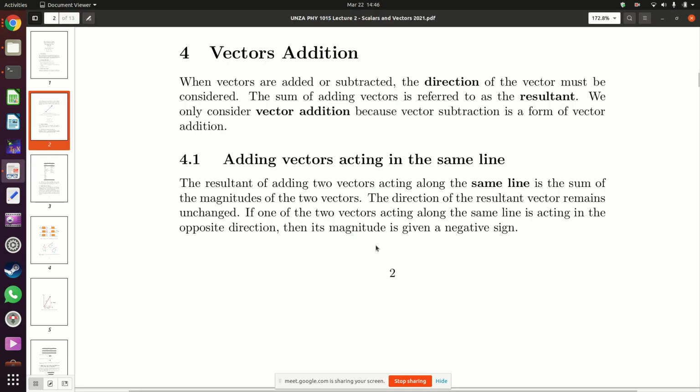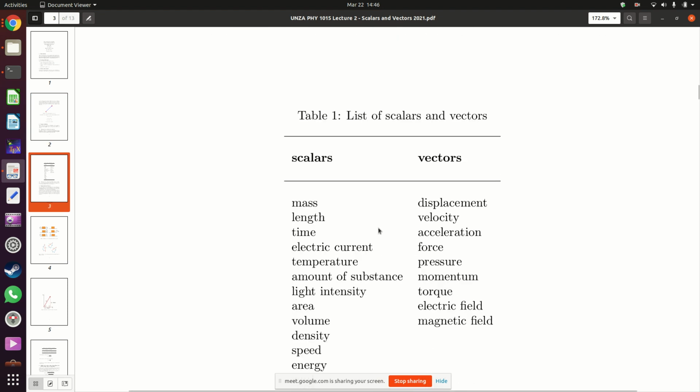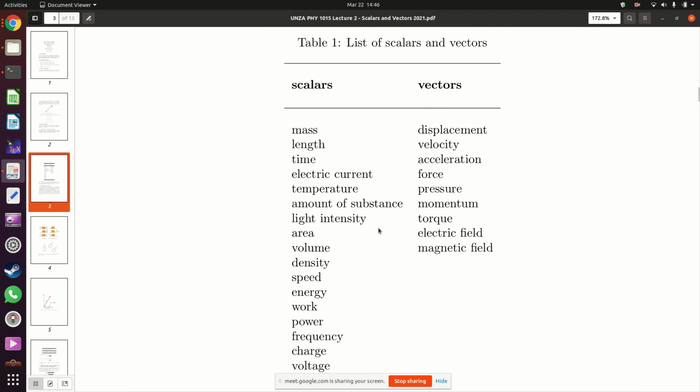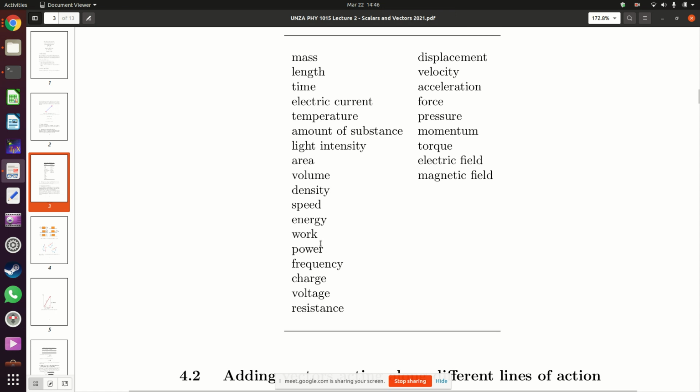That's according to Vernon, that we make progress. So here we have examples of quantities which are scalars and those which are vectors. Examples of scalars: mass, length, time, electric current, temperature, amount of substance, light intensity, area, volume, density, speed, energy, work, power, frequency, charge, voltage, resistance. All these physical quantities have sizes, but they do not have direction.